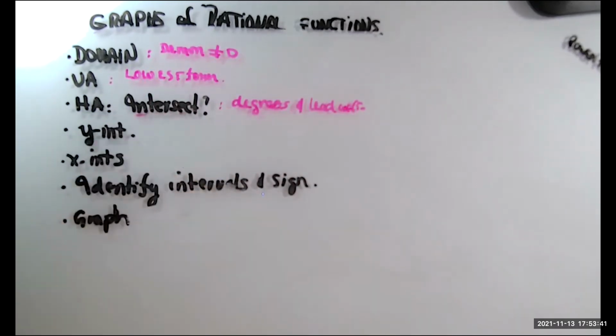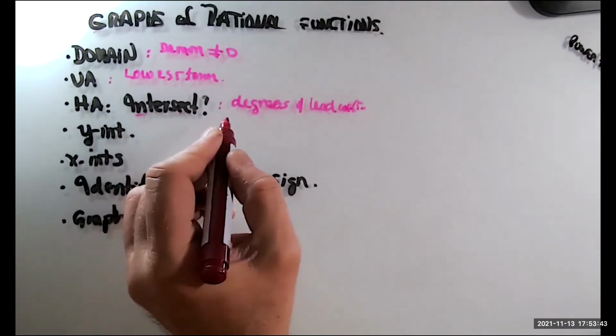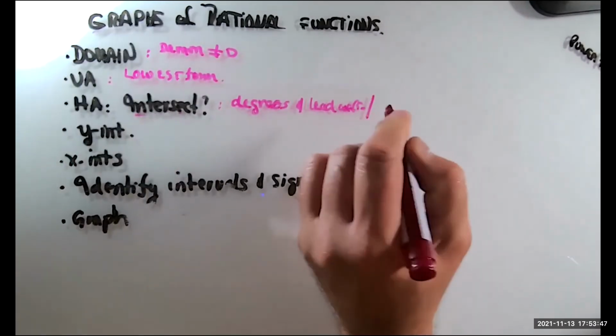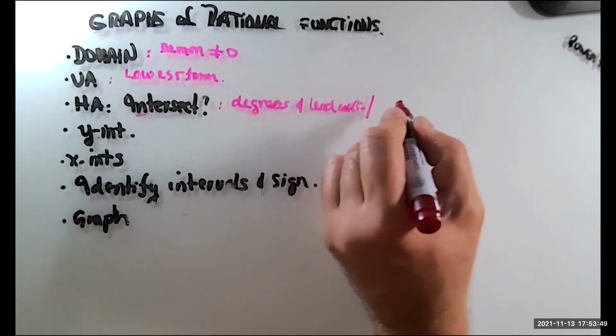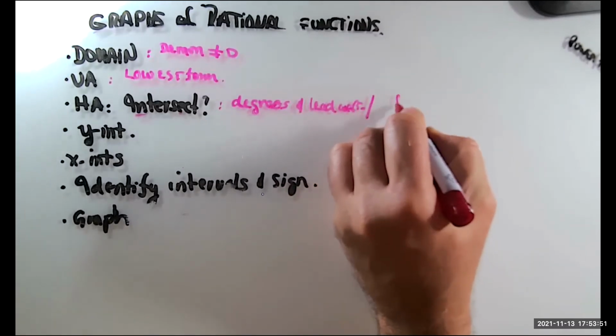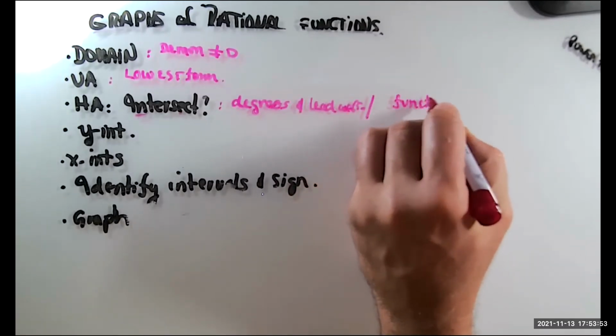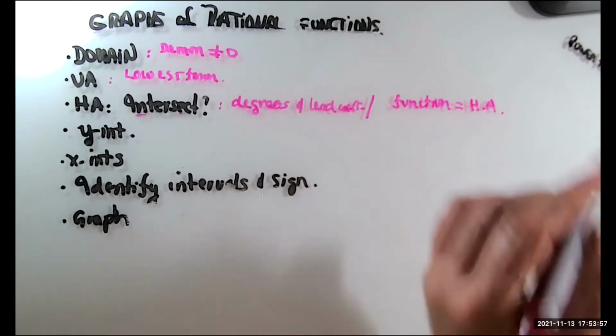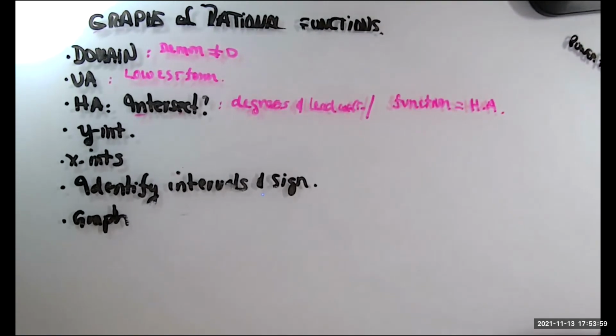Something that we have not done: how do we know if it intersects? To answer the question, do we intersect, we need to solve the following equation. We need to take the function equal to the HA. Okay, we take the function equal to the HA.